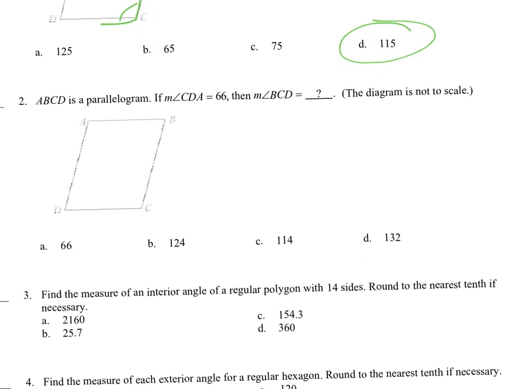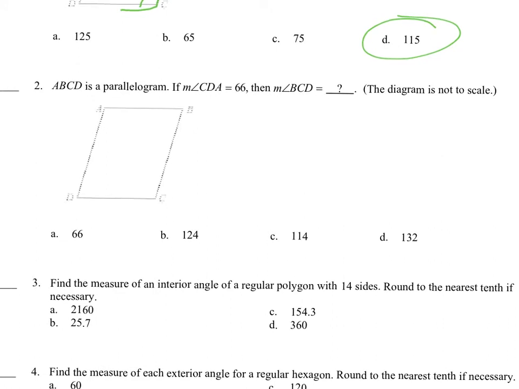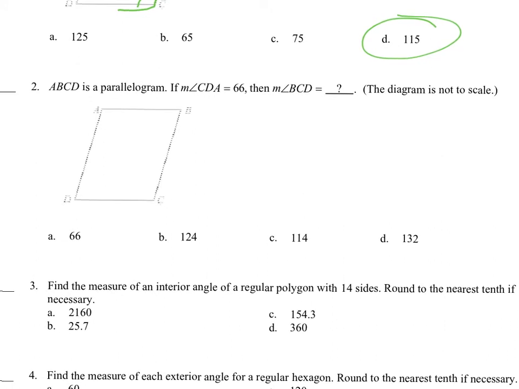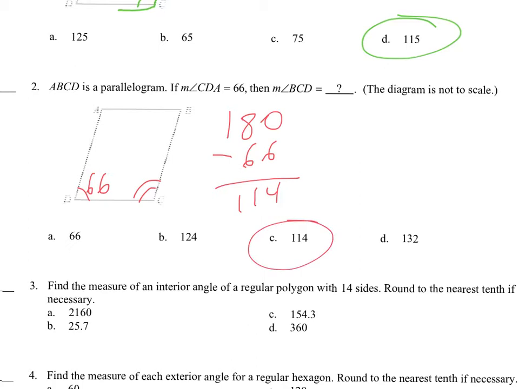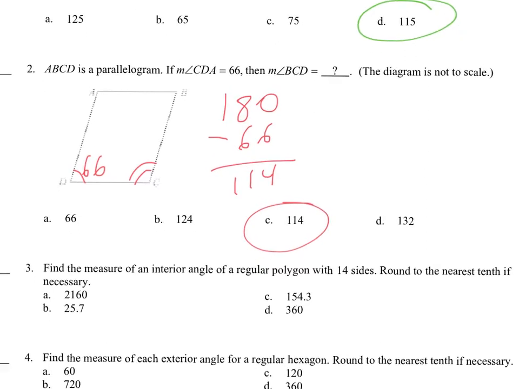Number 2. ABCD is a parallelogram. So CDA, this angle right here, is 66 degrees. The measure of BCD is this angle right here. Well, consecutive angles are supplementary. So 180 minus 66 will give you 114, which is our answer here. Rules of parallelogram: opposite angles are congruent.